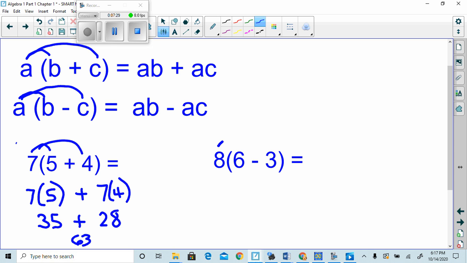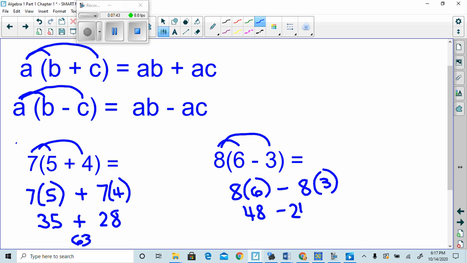Let's do one more. 8 times 6. I distribute once. I distribute twice. The key to this is remembering to do it to both terms. I now have 48 minus 24, which gives me 24. So once we learn different methods, you then have options to choose what works best for a particular problem. But when we're asking for you to demonstrate distribution, then that's the method to use. We'll do more examples in class.